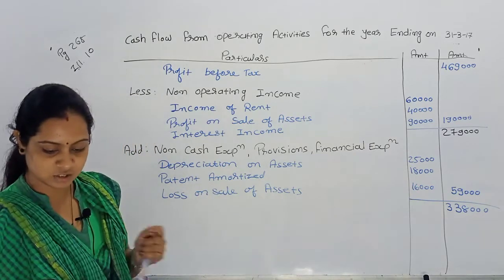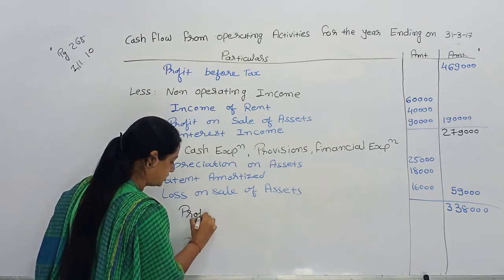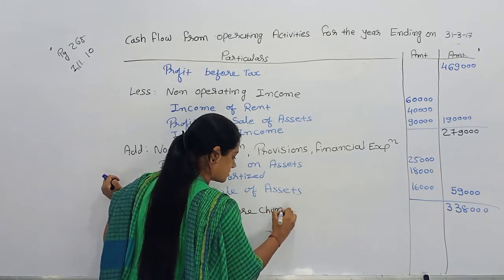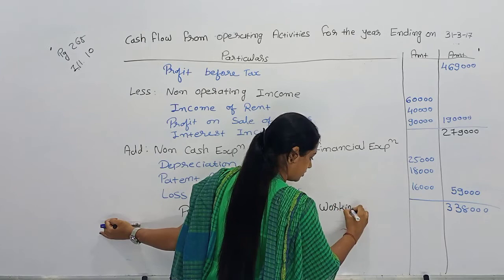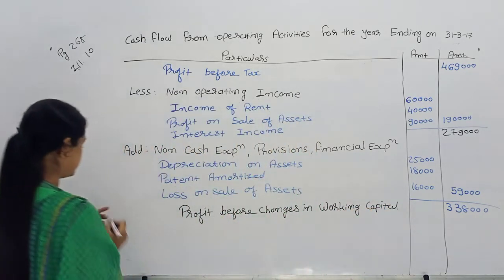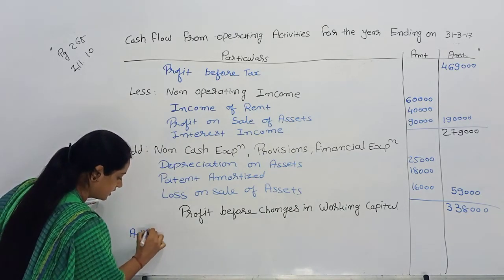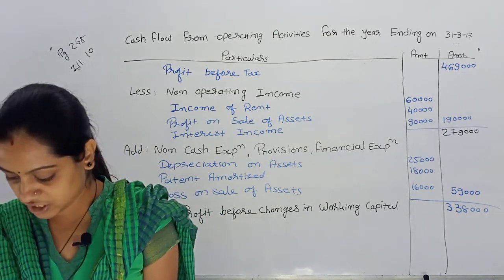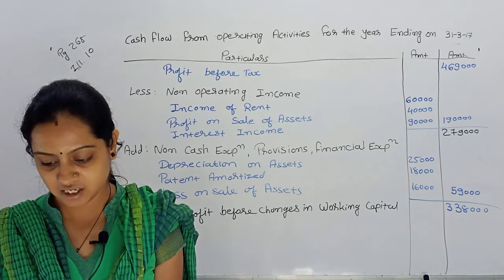So this answer is known as profit before changes in working capital, right? After this, the next step will come, that is we have to add decrease in current assets, right? So let's check which current assets are decreasing and which are increasing.